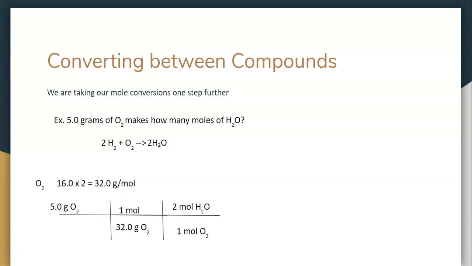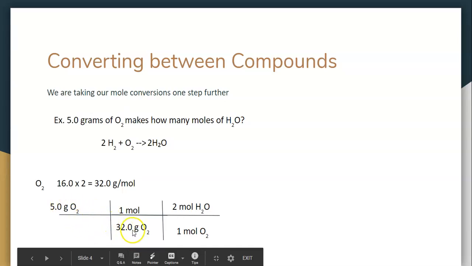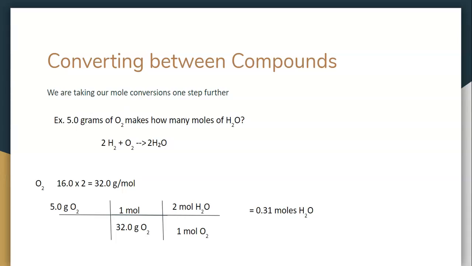And so once I cross out everything that matches, so I cross out grams and grams, moles of O2 and moles of O2, I'm going to multiply across and divide by the bottom, and I get 0.31 moles of H2O. So that's how I'm going to convert from grams of one compound to moles of another. That molar ratio is very, very important. Okay? Now, we don't measure in moles. Like you can't put moles on a scale. So we are going to have to go a little bit further sometimes if we're trying to figure this out. And that's what the next set of slides is going to show you.